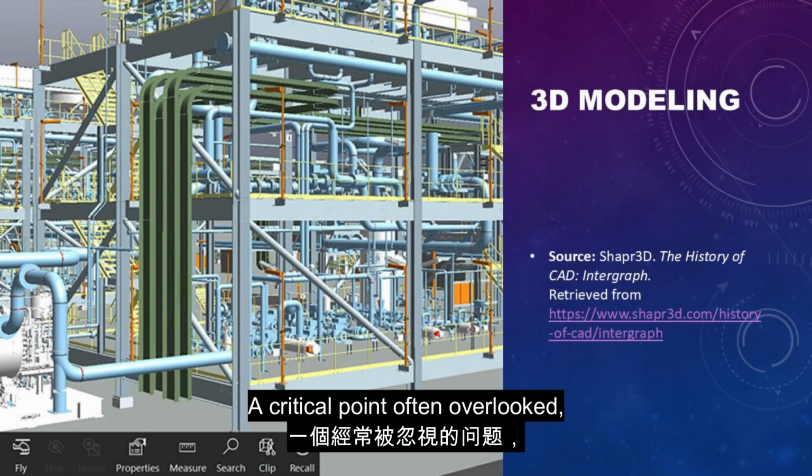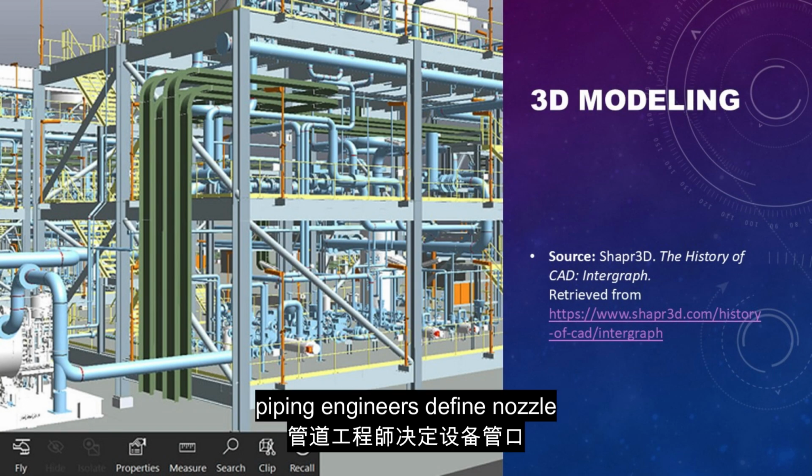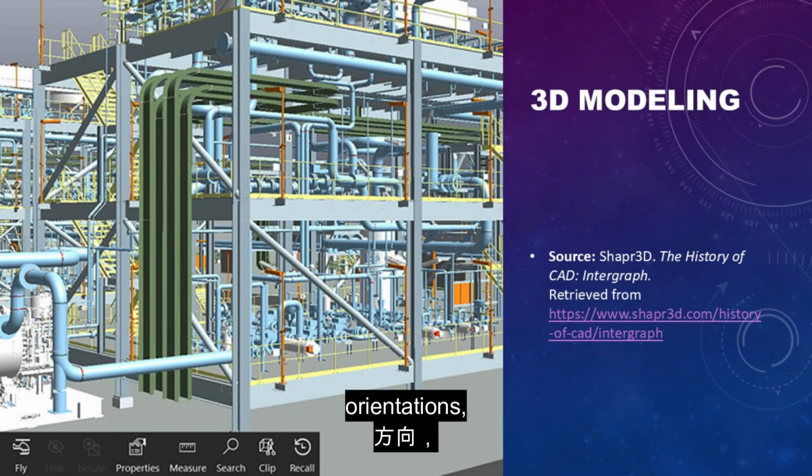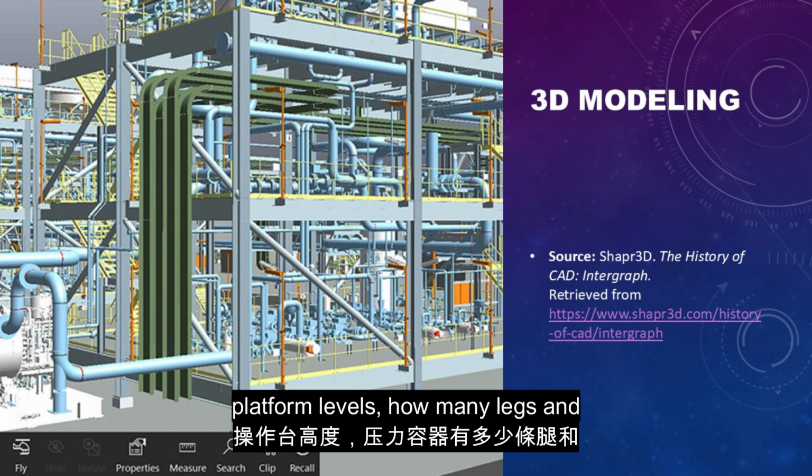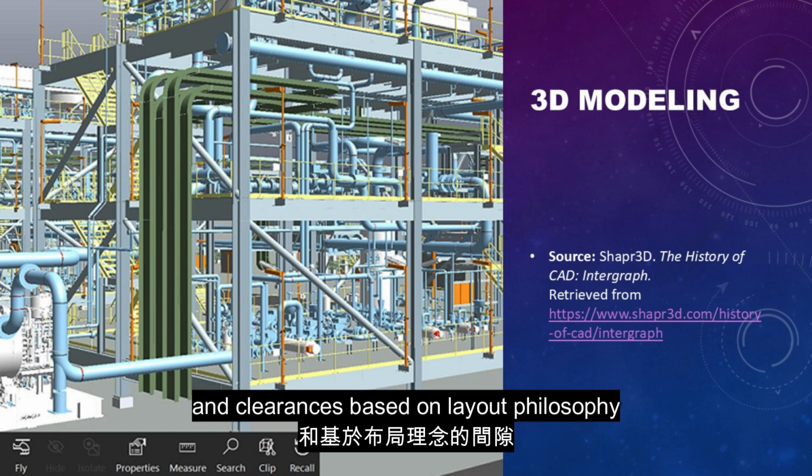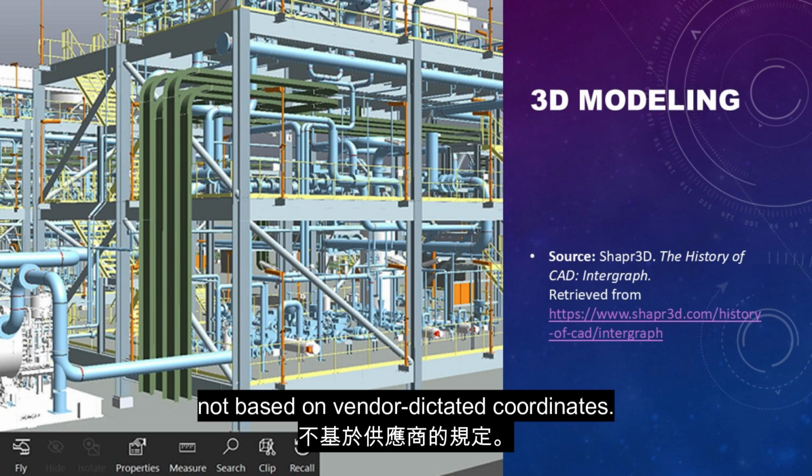A critical point often overlooked: piping engineers define nozzle orientations, platform levels, how many legs and orientations, and clearances based on layout philosophy and maintainability, not based on vendor-dictated coordinates.